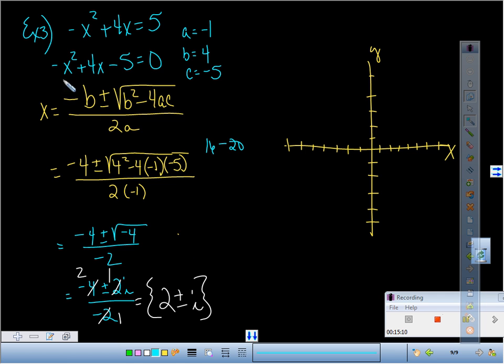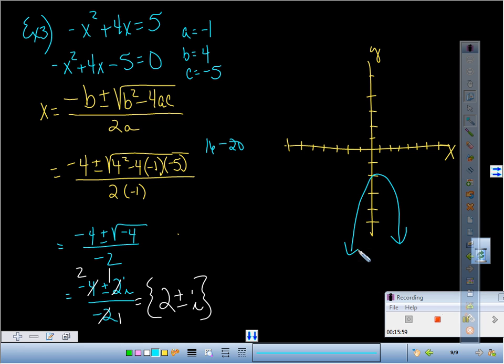Well, how does your parabola open? Down. Okay? So where's the vertex? If it never crosses the x-axis and it opens down, where does the vertex have to be? Either in quadrant 3 or 4. Right, it has to be below the x-axis. This one looks something like this.